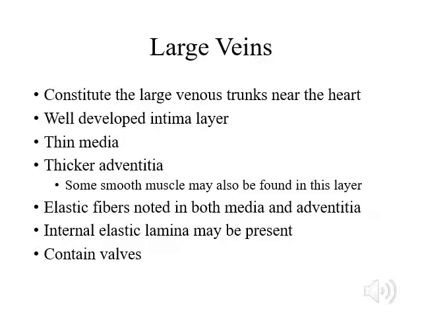The large veins in the body constitute those vessels which lie close to the elastic arteries close to the heart. The large veins have a well-developed intima layer, a fairly thin media, but still larger than our small to medium veins, quite a thick adventitia. Sometimes some smooth muscle will even spread out into the adventitia. And the large veins will have elastic fibers noted within it, both within the media as well as the adventitia. Occasionally in a given large vein, we may see a defined internal elastic lamina. And recall again, large veins will contain valves.